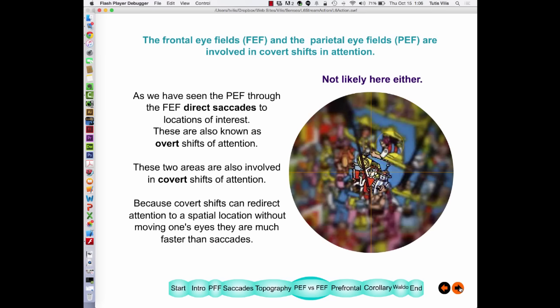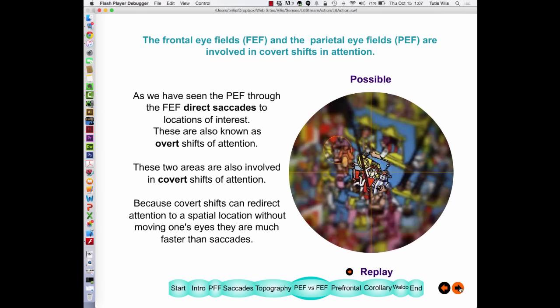The last thing I'd like to talk to you about is something called overt and covert shifts of attention. Overt shifts of attention are the things we just talked about, saccades, making actual eye movements. They're called overt because you can see where the person is paying attention. Covert ones are where in your mind you're shifting your attention.